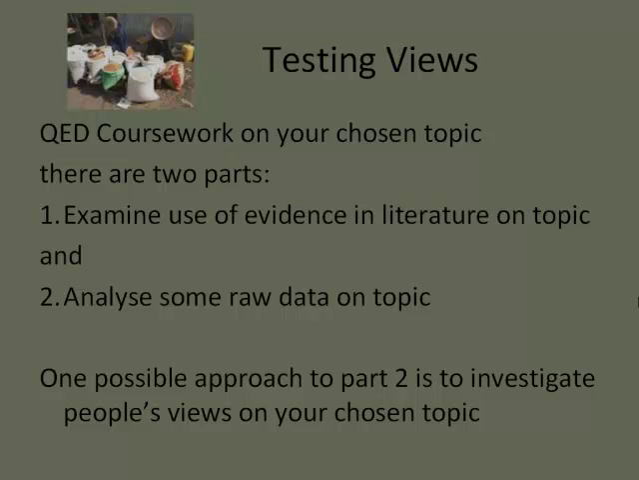This links to your coursework. In your coursework there's 2 parts. First part is looking at evidence on a topic in literature. The second part, you have to analyse raw data. The 2 ways that people have done that in the past is either downloading it from secondary sources and analysing it, or collecting your own data, either direct measurements on campus or interviews or a small SurveyMonkey thing.